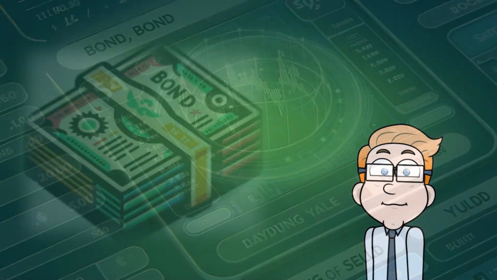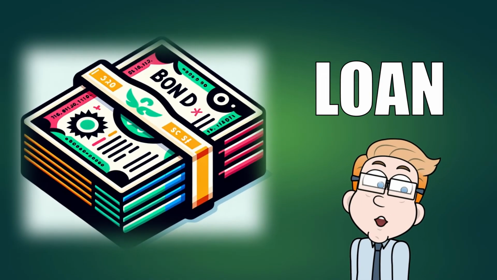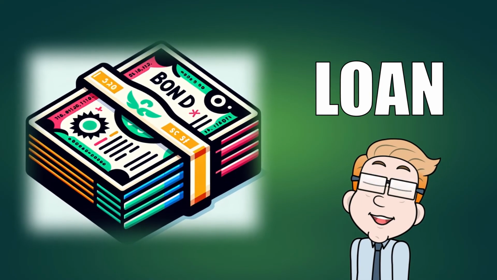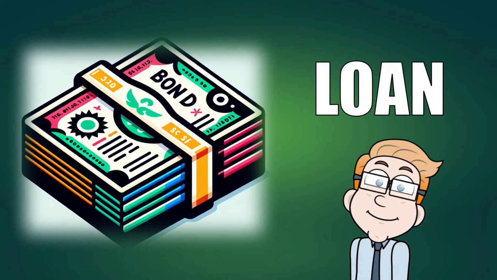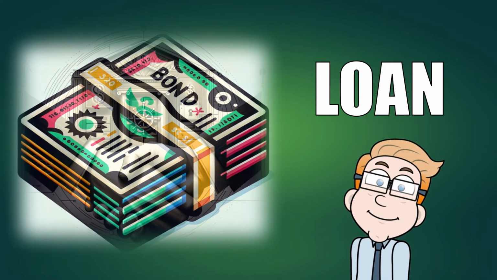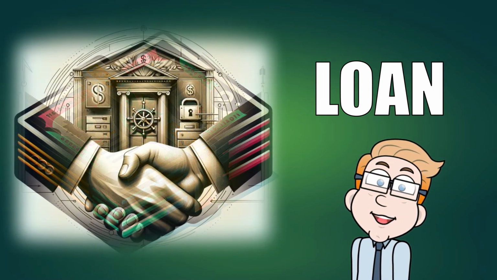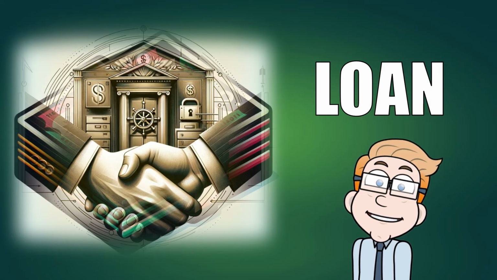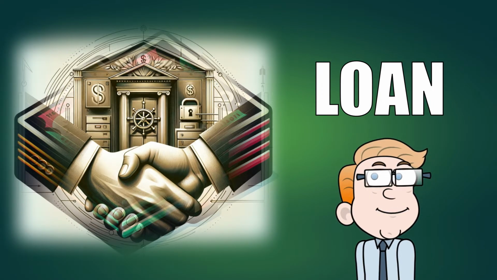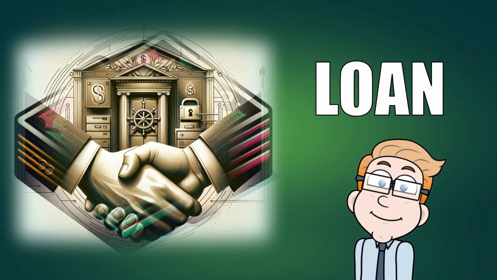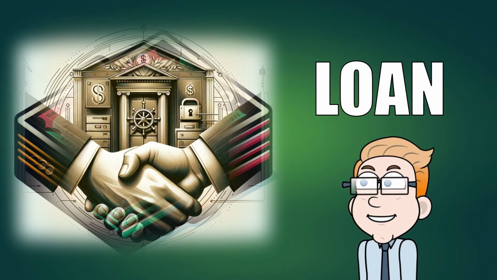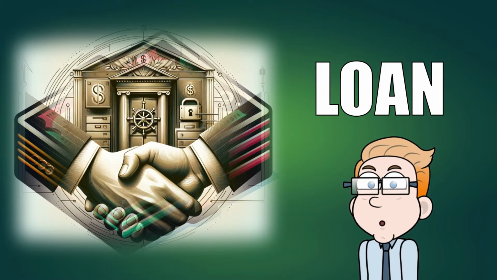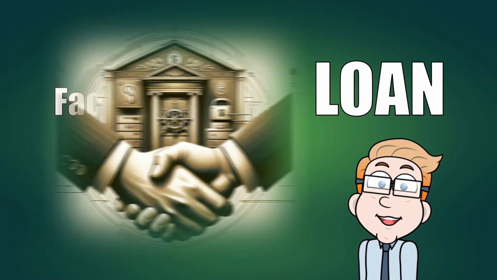In simple terms, a bond is a loan, but instead of you borrowing money from a bank, you're the one lending money. When you buy a bond, you're lending money to an entity. This could be a government, a municipality, or a corporation. In return, they agree to pay you back the full amount of the loan on a specific date, known as the maturity date.